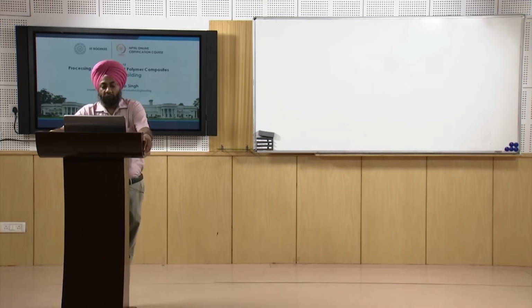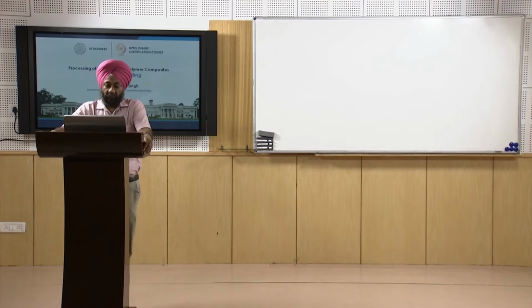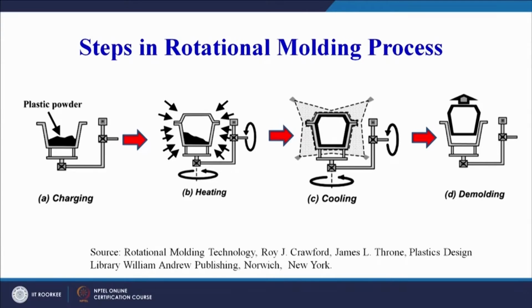This has been adopted from the source Rotational Molding Technology by Roy Crawford and James L. Throne, Plastics Design Library. The diagram represents very well the whole process that we have already understood. You can see here, this is the mold, split mold, this is one half of the mold, the top half of the mold will close this mold and then the rotation has to be done. So we are putting the plastic powder inside here.